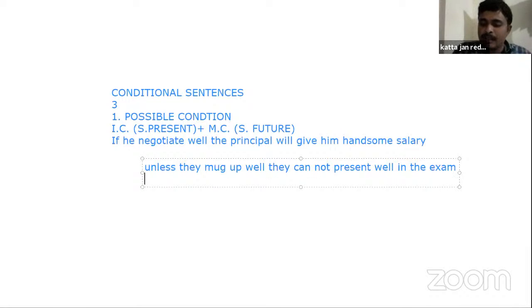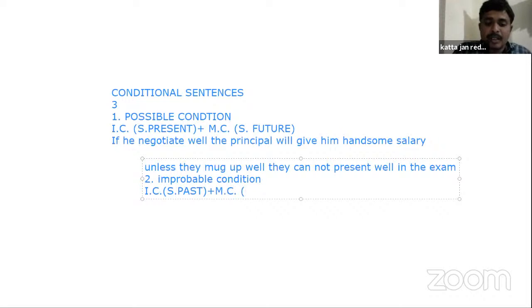And let us go for the second condition, that is improbable condition. Improbable condition. Right? So in the structure of this one, in the if clause, what is used? Simple past tense is used, right? Plus in the main clause, MC, future conditional is used.